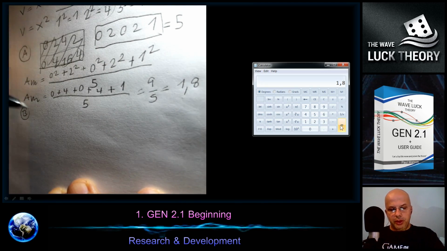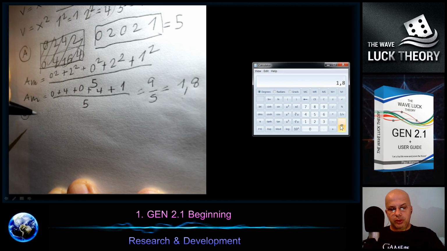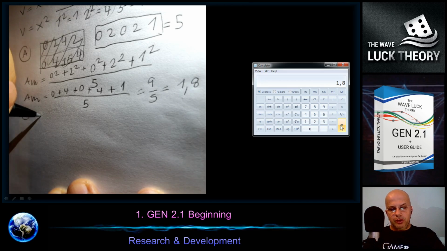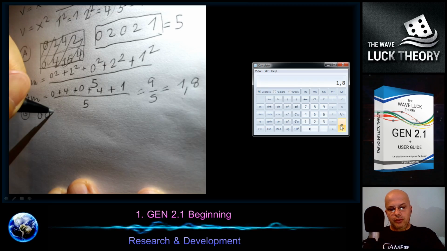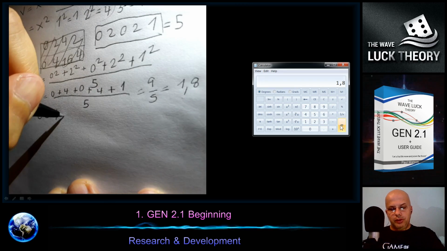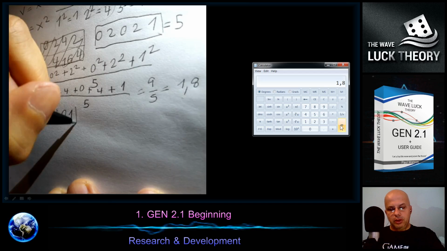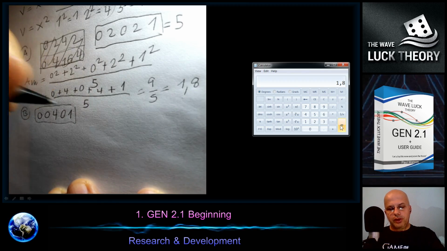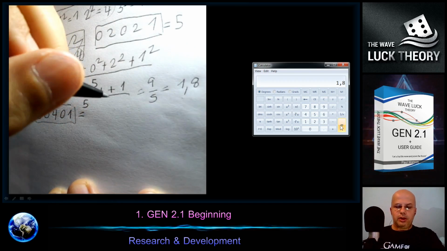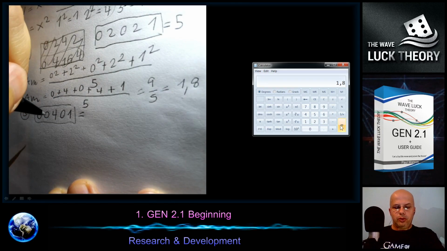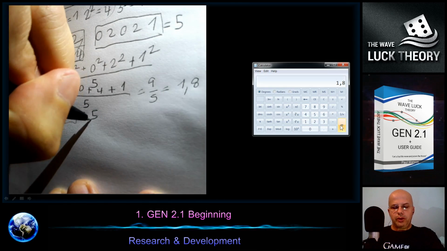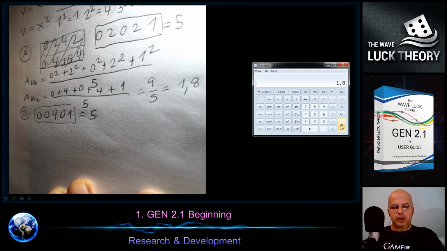The scenario B can be like this. We have 0, 0, 4, 0 and 1. That's the second wave, the second sequence, and if we assume the sum is 5 with the previous method, we have the same in the gene.